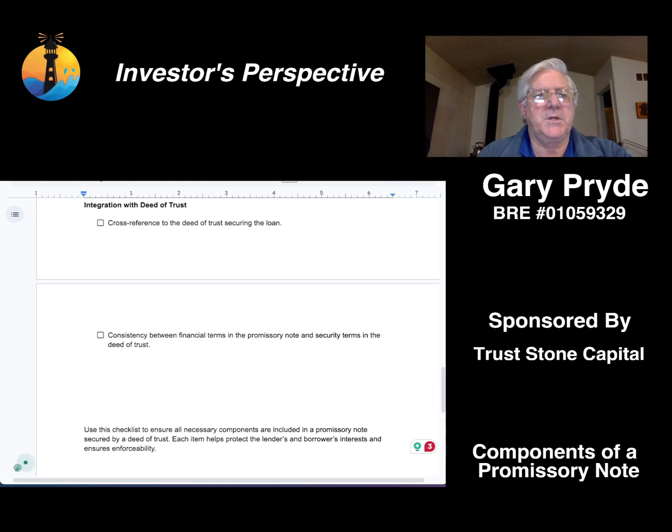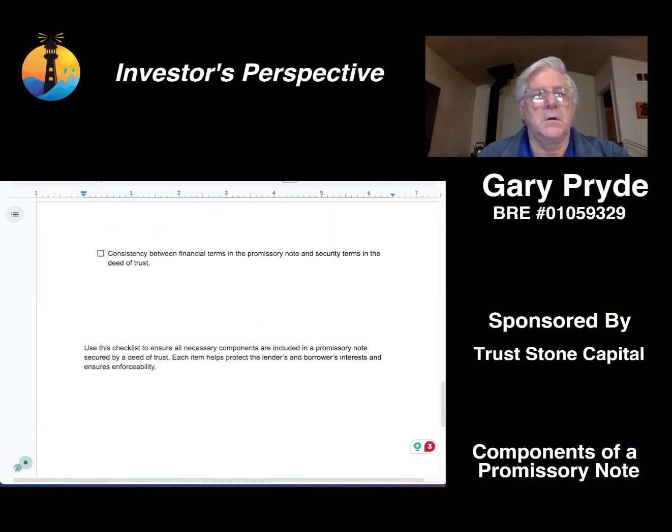And finally, we want to check the integration with the deed of trust. Check to make sure that the note is cross-referenced to the deed of trust securing the loan. Also, what you want to do is check consistency between the financial terms in the promissory note and the security terms in the deed of trust.